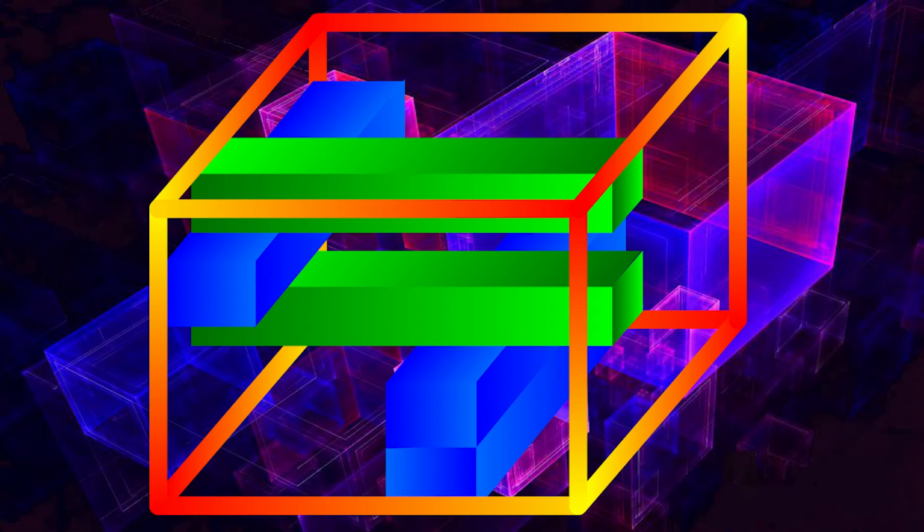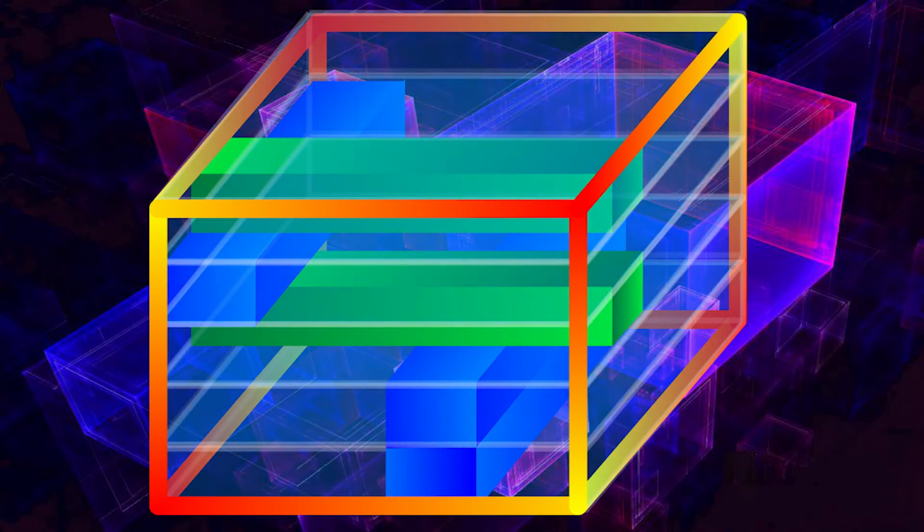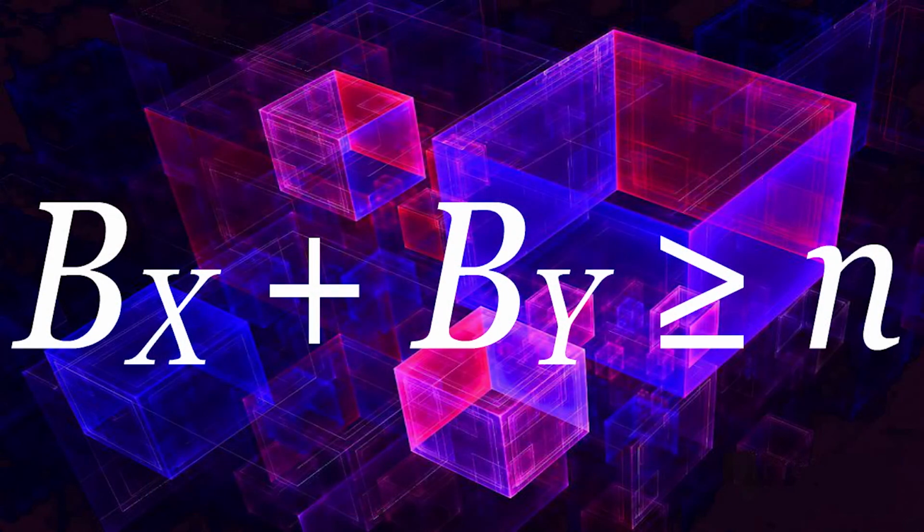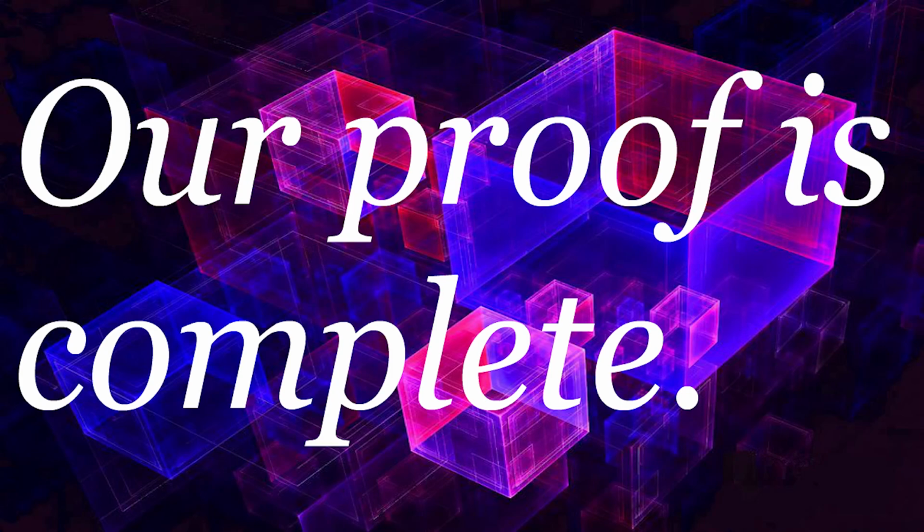Continuing with this process, we conclude that each layer must contain at least one beam whose long face is parallel to the x or y-axis. Thus, the number of these beams is at least n. This equivalently means that Bx plus By is greater or equal to n. Thus, we proved the inequality that we needed, and hence our proof is finally complete.